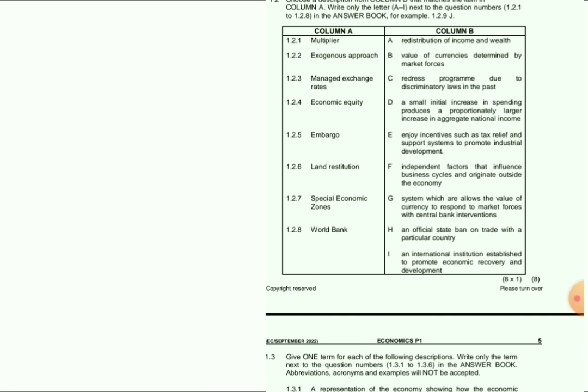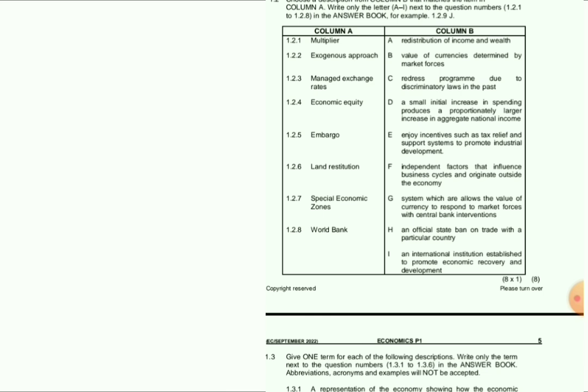1.2.4, economic equity. Which one? This one is easy. Economic equity is actually A, redistribution of income and wealth. Economic equity is very straightforward. As long as you know what equity is, you're going to understand what is economic equity. So each and every time they talk about economic equity, just remember we talk about income and wealth.